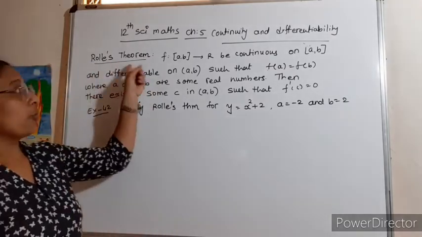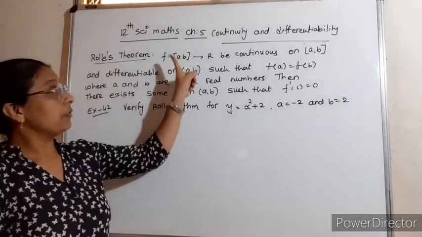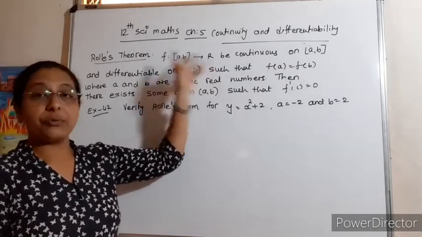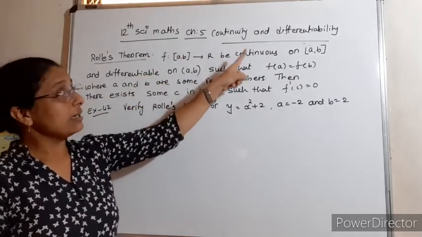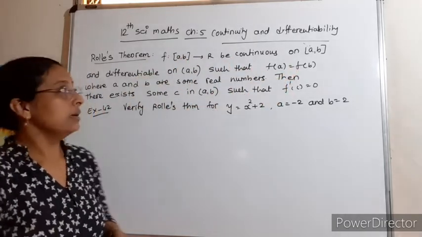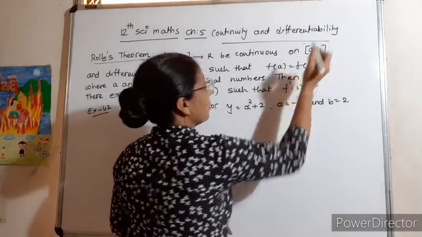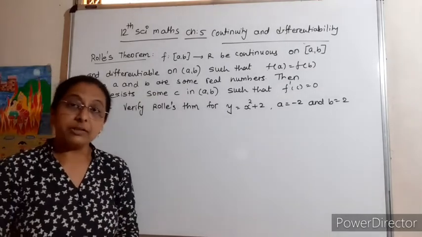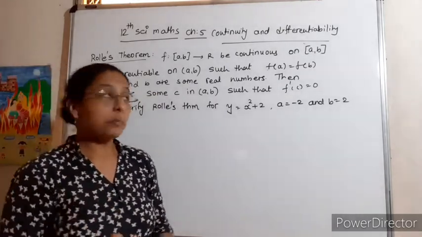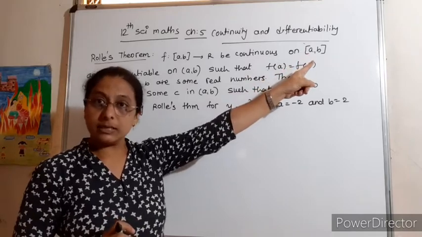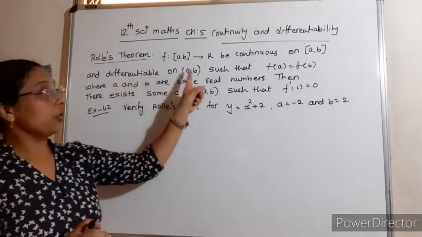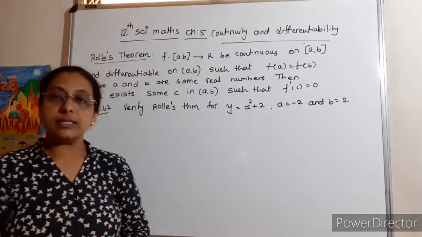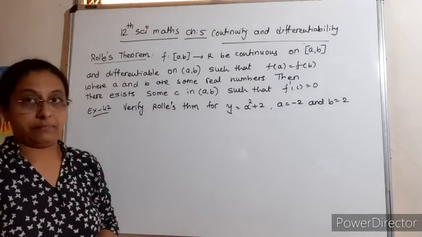Now here it is Rolle's theorem. So f from closed interval AB to R, this is the domain and this is the codomain of this function, be continuous in the closed interval AB and differentiable on open interval AB. The function which is given should be continuous on this closed interval AB and on the open interval it should be differentiable. That is the necessary condition for applying Rolle's theorem.